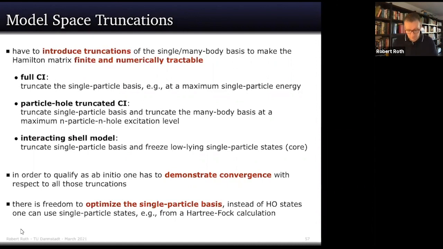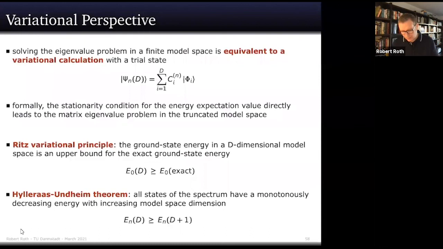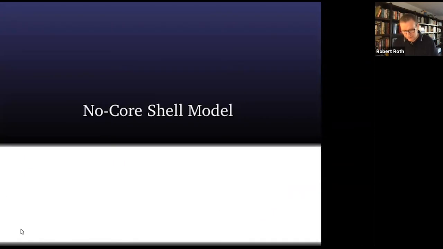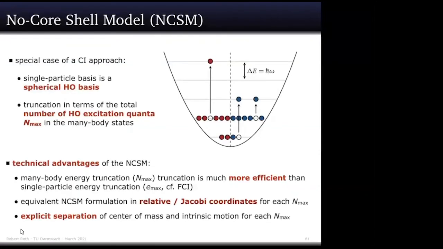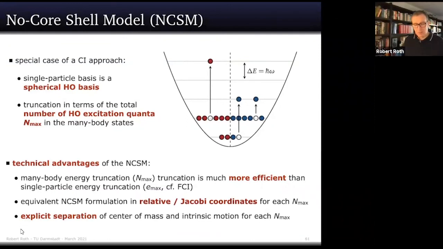There's one degree of freedom you still have, namely you can optimize the single particle basis. We'll discuss that later. Now, I will skip this maybe for a minute and just as a last point, illustrate what the no-core shell model is in this context. The no-core shell model is just one specific type of truncation. It's one specific CI type method. And in the purest formulation, it has 2 defining elements. Number one is the single particle basis is a spherical harmonic oscillator basis. You don't use anything else.